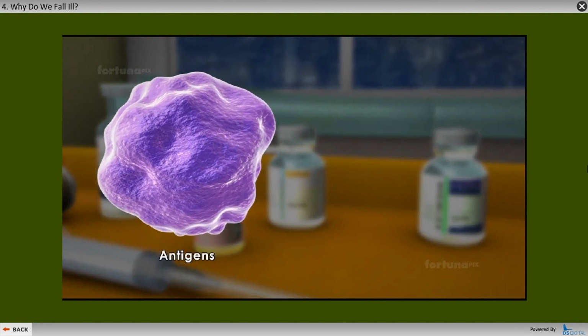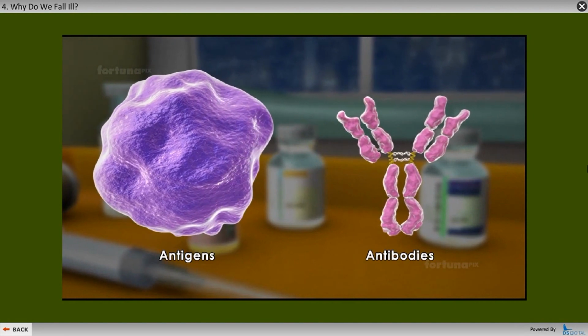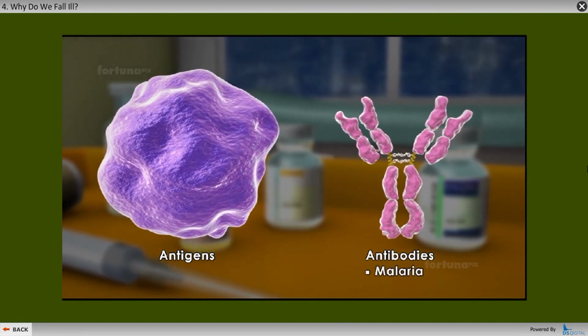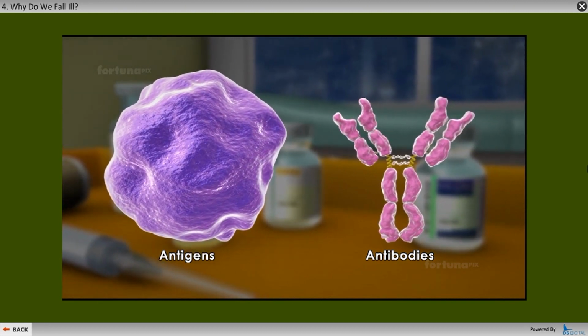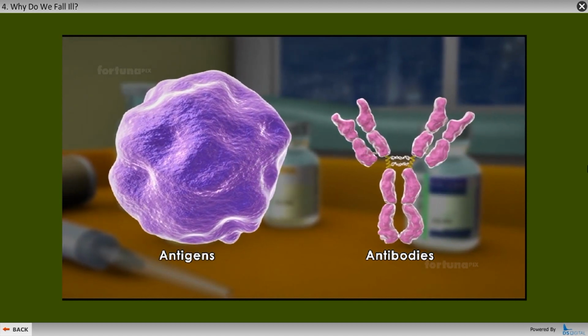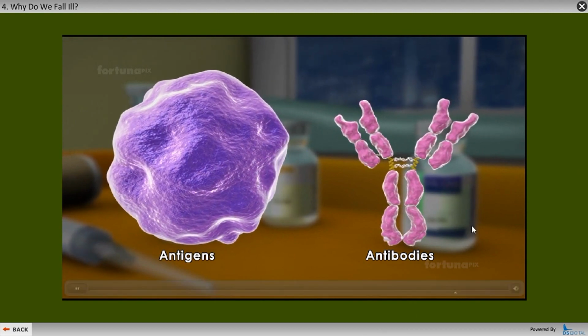Vaccines are antigens, but sometimes antibodies are administered directly to fight infections or prevent diseases such as malaria and rabies. The administration of antibodies is referred to as passive artificial immunity. And, like passive immunity, it only lasts for a short time.